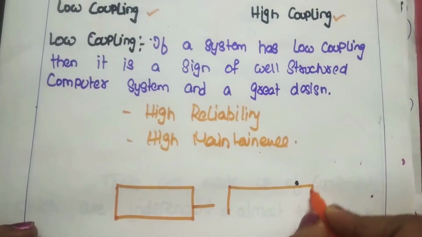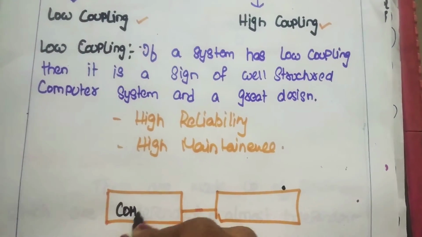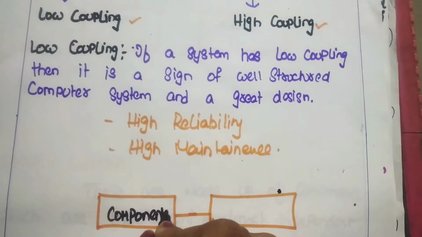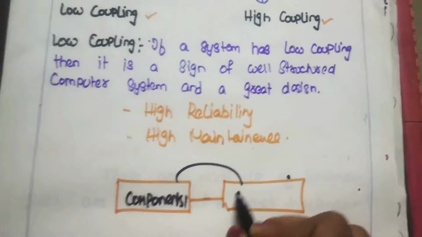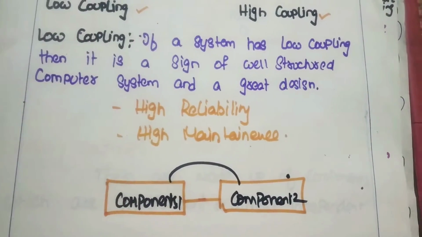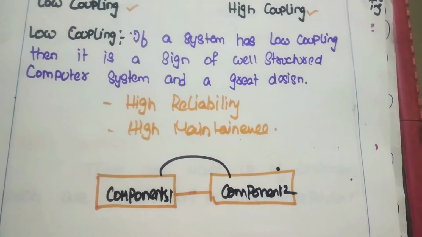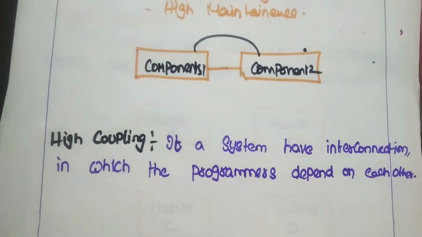Suppose these are the components. So we have some interconnection between component 1 and component 2. This is called low coupling. The next one is high coupling. So what does high coupling mean?